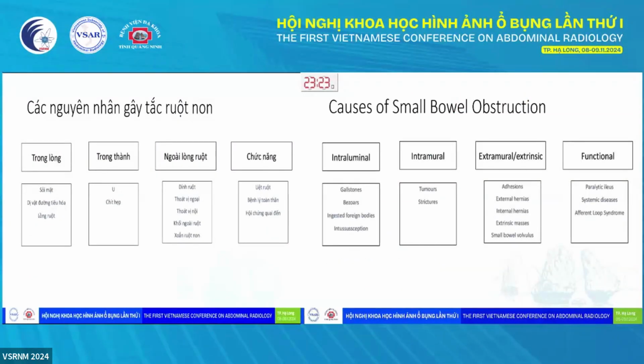In terms of the causes of small bowel obstruction, it can be divided into the following causes. Intraluminal causes, meaning to say that the cause of obstruction is located within the lumen of the small bowel. Intramural causes, which as the name suggests, is due to an abnormality arising from the wall of the bowel loop. Extramural or extrinsic causes, meaning to say that something that is outside the bowel loop and is causing obstruction, as well as functional causes, and that would include things such as paralytic ileus, systemic diseases, as well as, in some rare cases, afferent loop syndrome.